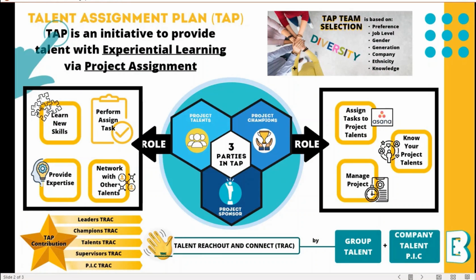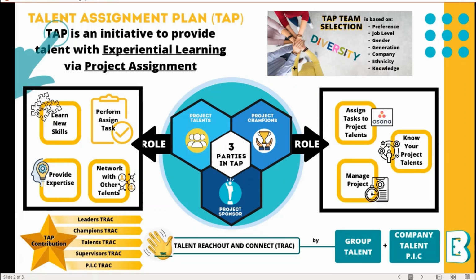We also look at job leveling. We also look at both gender, male and female, to make sure the project is well represented. We also consider the various age group or generation. Then we also look at the representation of the various companies within Boustead Group.